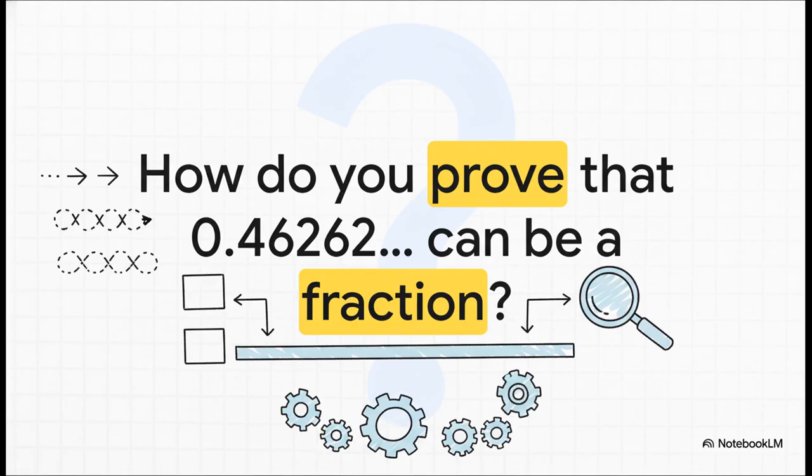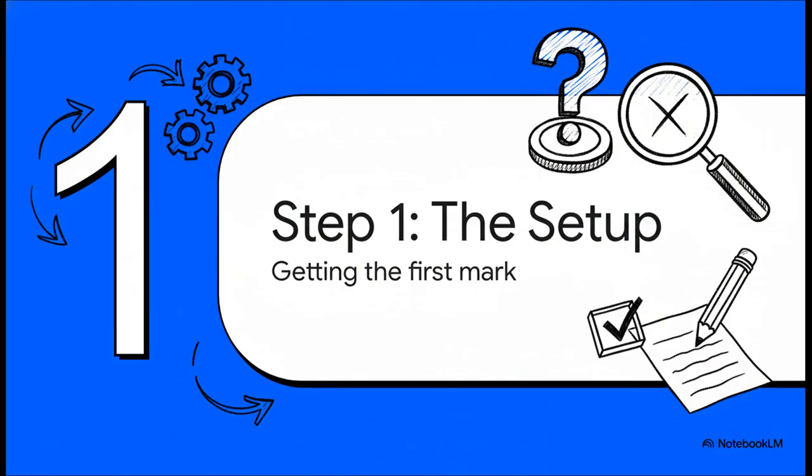The question asks us to prove that this decimal, 0.462626, and so on forever, can be written as a fraction. And that word prove is key. It's not just about the final answer, it's about showing your work in a clear, logical way. Okay, let's get into it.